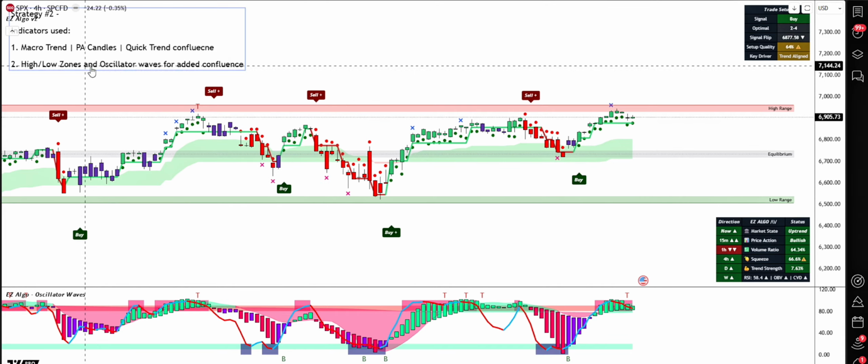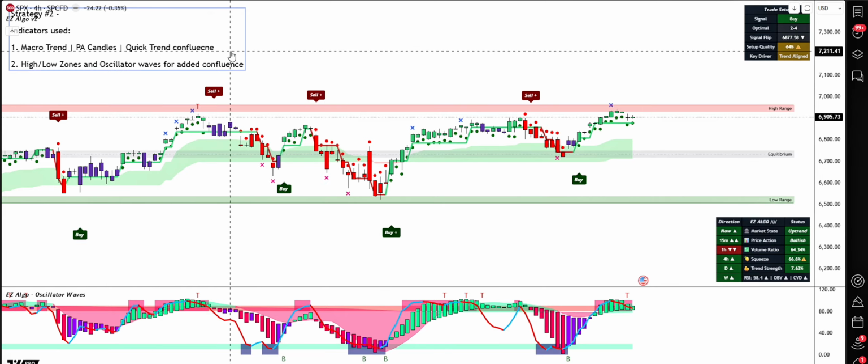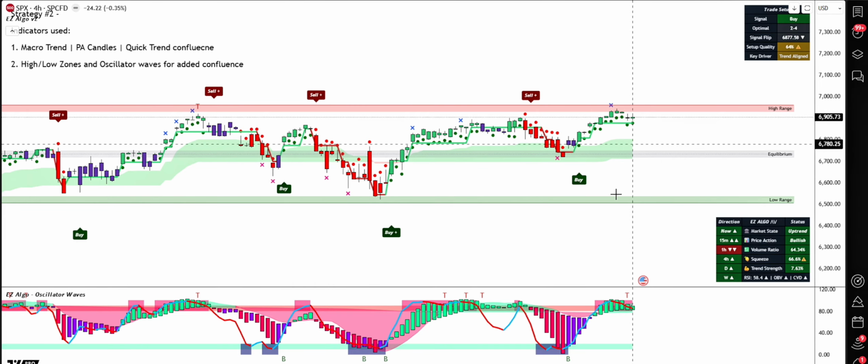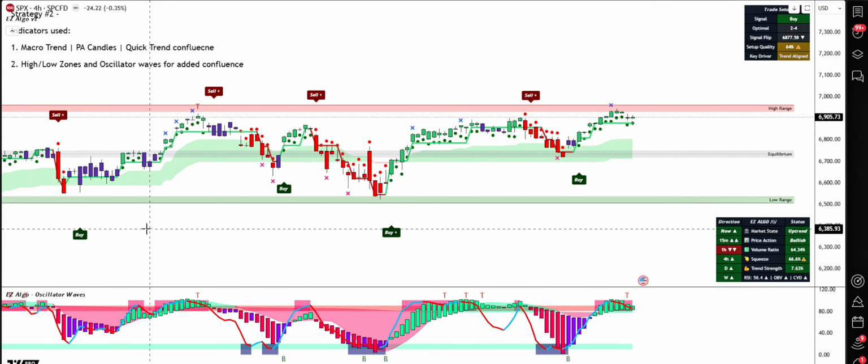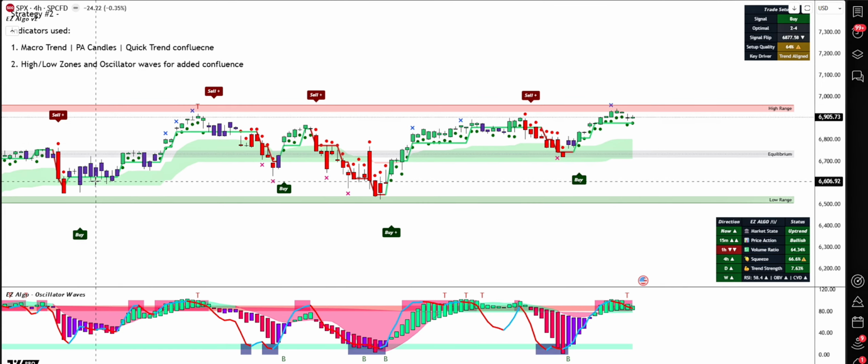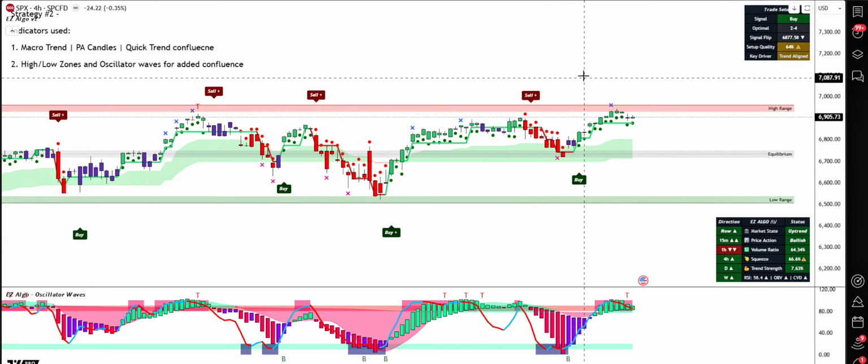We have our macro trend, our price action candles, quick trend for confluence, our ranges, and basically it's simple as just following what it's telling us to follow. We had our buy signal right here, came early. We could simply just follow the quick trend and follow our macro trend cloud. Up here, we had a top alert, sell signal, price move back down, buy signal, sell signal. And literally this is just plain ping pong in this range.